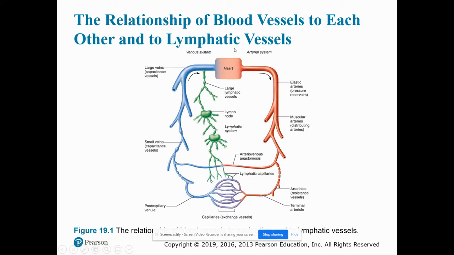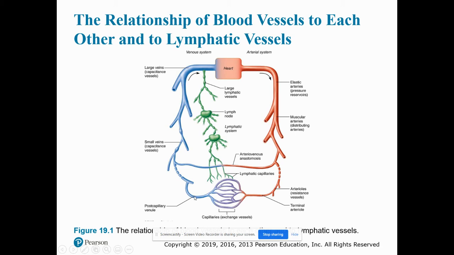So this would be systemic circulation. We start off with the heart. Then we have arteries, and you can see it branches into smaller and smaller arteries until we get all the way down to terminal arterioles, which will go into capillary beds. This is where oxygen and nutrients are going to be exchanged.